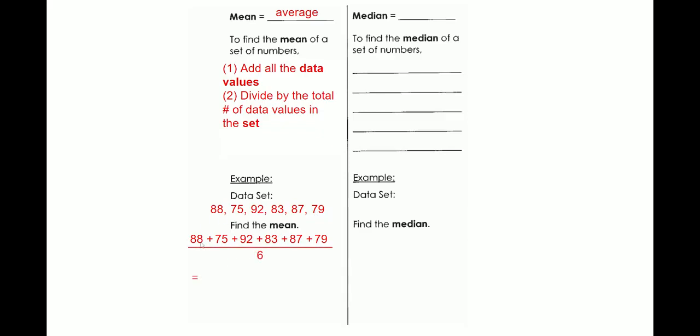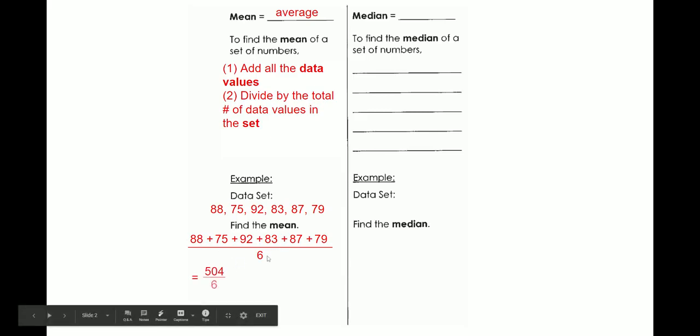So once we add all those up, we get 504. You still need to divide by 6. And when you divide 504 by 6, you get 84. So the mean, or the average, is 84. Let's look at the median next.